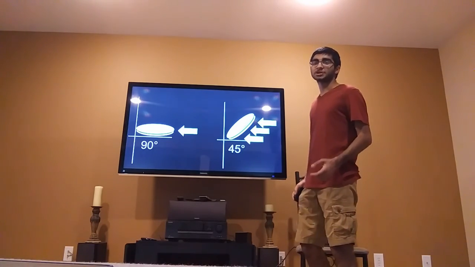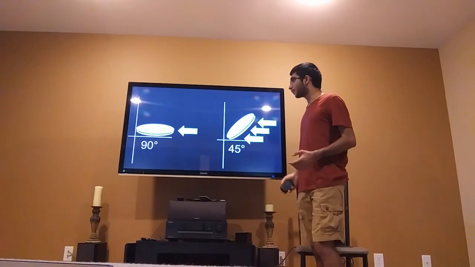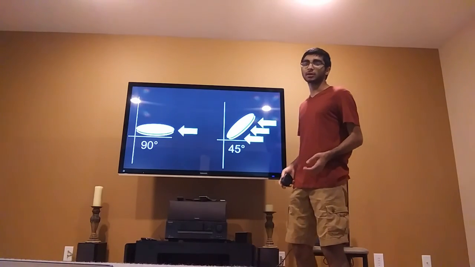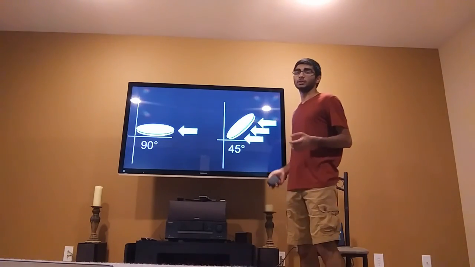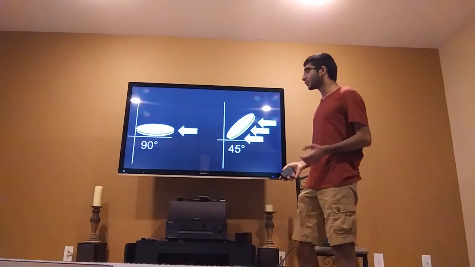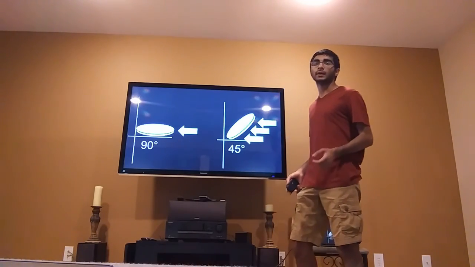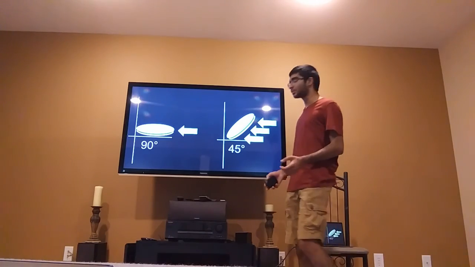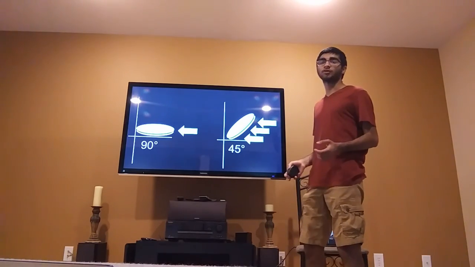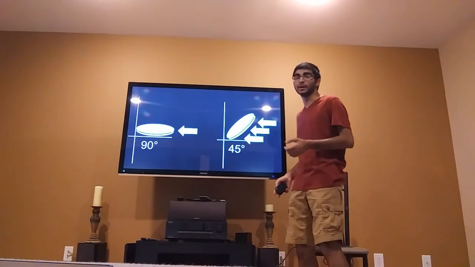In a real application, you want to throw a frisbee at a 90-degree angle perpendicular to your body, and if you do this, the frisbee's angle will be flatter, and less surface area is exposed to air resistance, allowing the frisbee to be slowed down at a lesser rate.